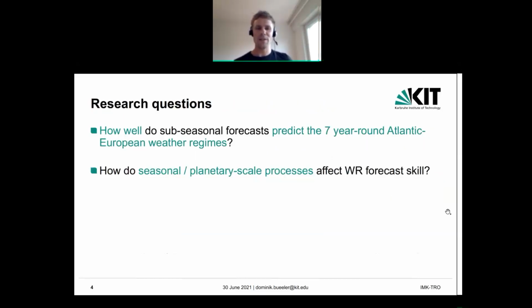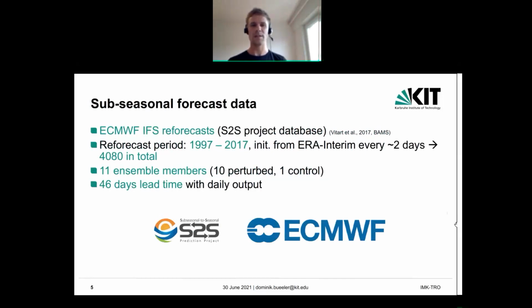This brings me to the questions I want to address today. In the first part, I will look at the question, how well do the subseasonal forecasts predict these 7 regimes? And in the second part, I will touch upon the question of how seasonal or planetary scale processes affect the regime forecast skill. The data I'm using is ECMWF S2S reforecasts over a period of about 21 years. As you all know, they come with 11 ensemble members and 46 days lead time. And maybe a side comment, I'm currently implementing this also in all the other S2S models, but this is still work in progress.